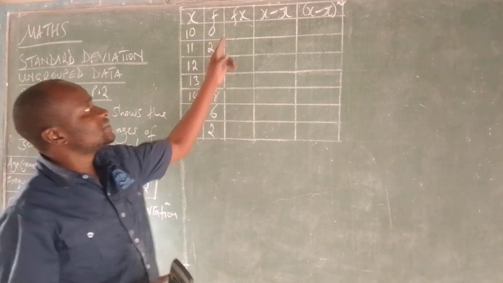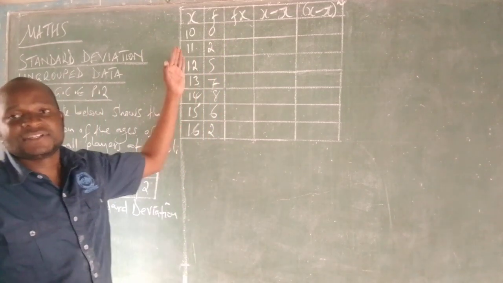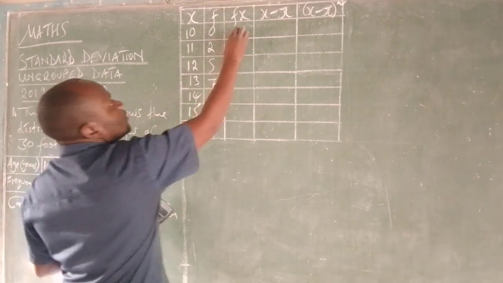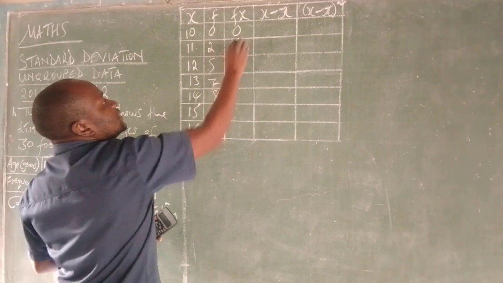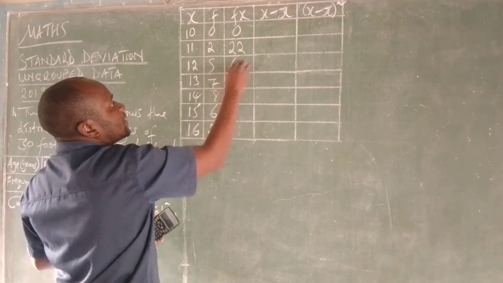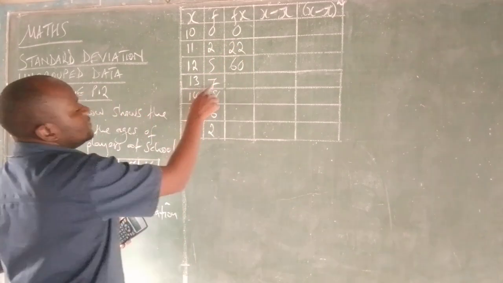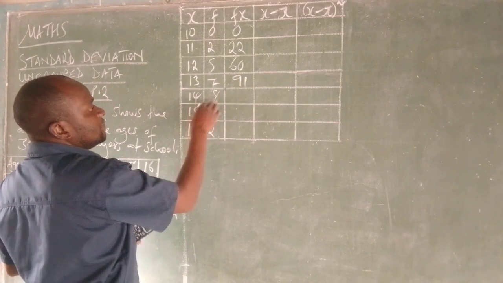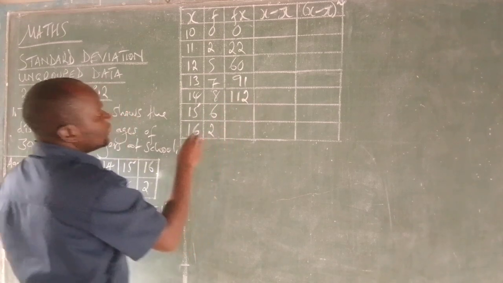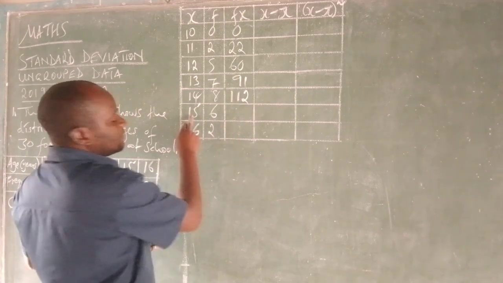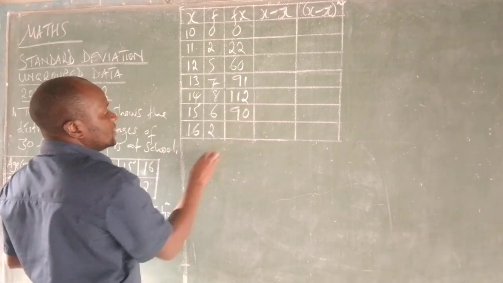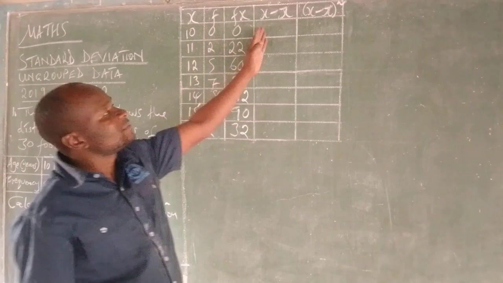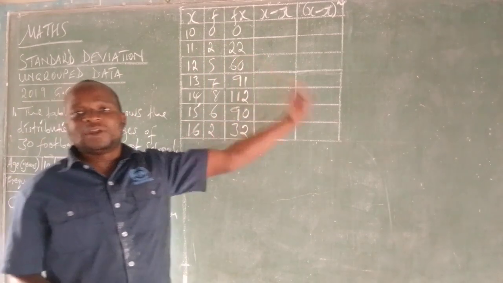Then the next column says Fx, meaning we multiply what is in F and what is in X. So we have 10 multiplied by 0, that is 0, 11 by 2, that is 22, 12 by 5, that is 60, 13 by 7, that is 91, 14 by 8, this is 112, 15 by 6, this is 90, and 16 by 2, this is 32. Then you simply continue following what each column is telling you.